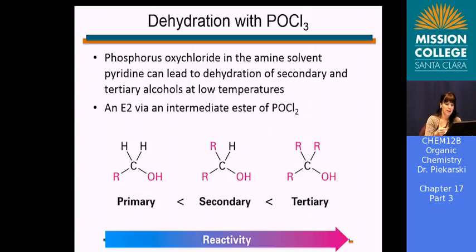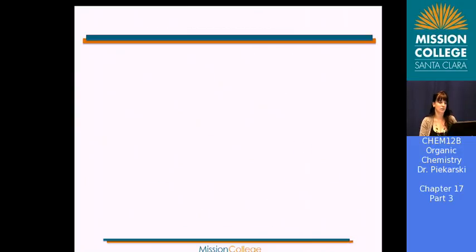But what I wanted to point out is its reactivity. Tertiary still will be the best option here, but you can do secondary. Once again, it's really difficult to dehydrate primary. So you might need to convert the alcohol into a halide and then do some sort of elimination reaction after that. So this really is only useful for secondary and tertiary alcohols, phosphorus oxychloride. Okay, let's go ahead and do an example.